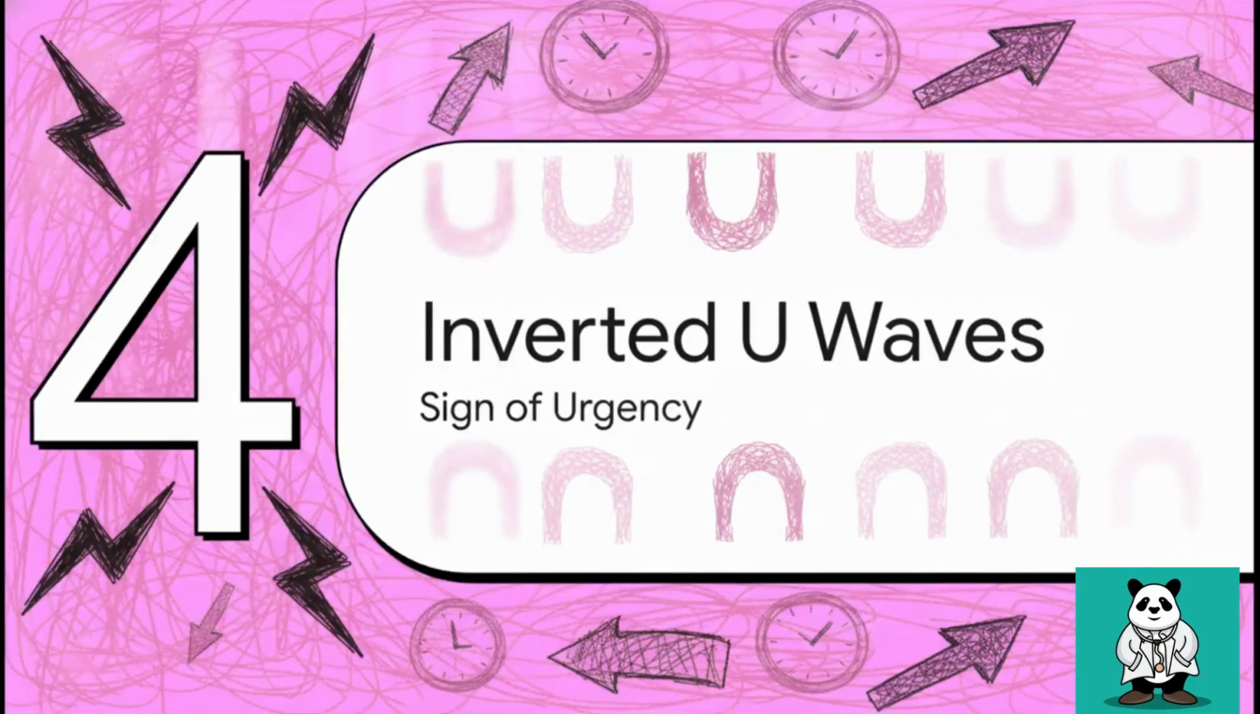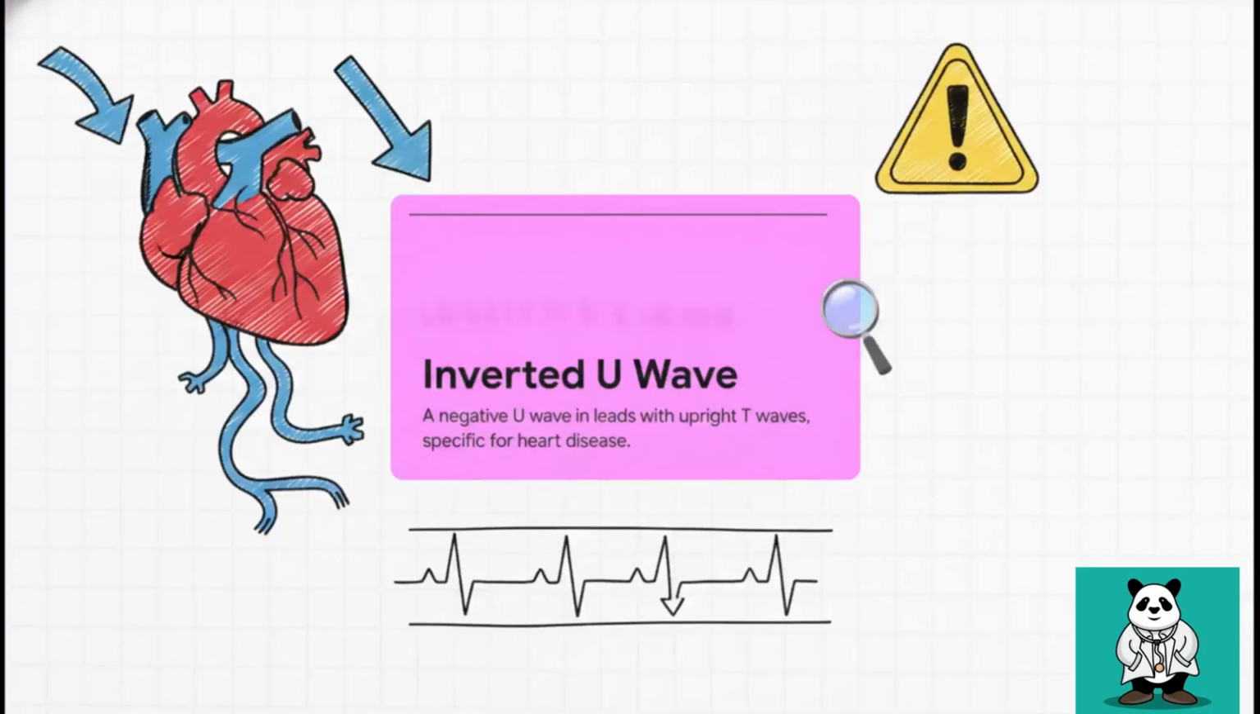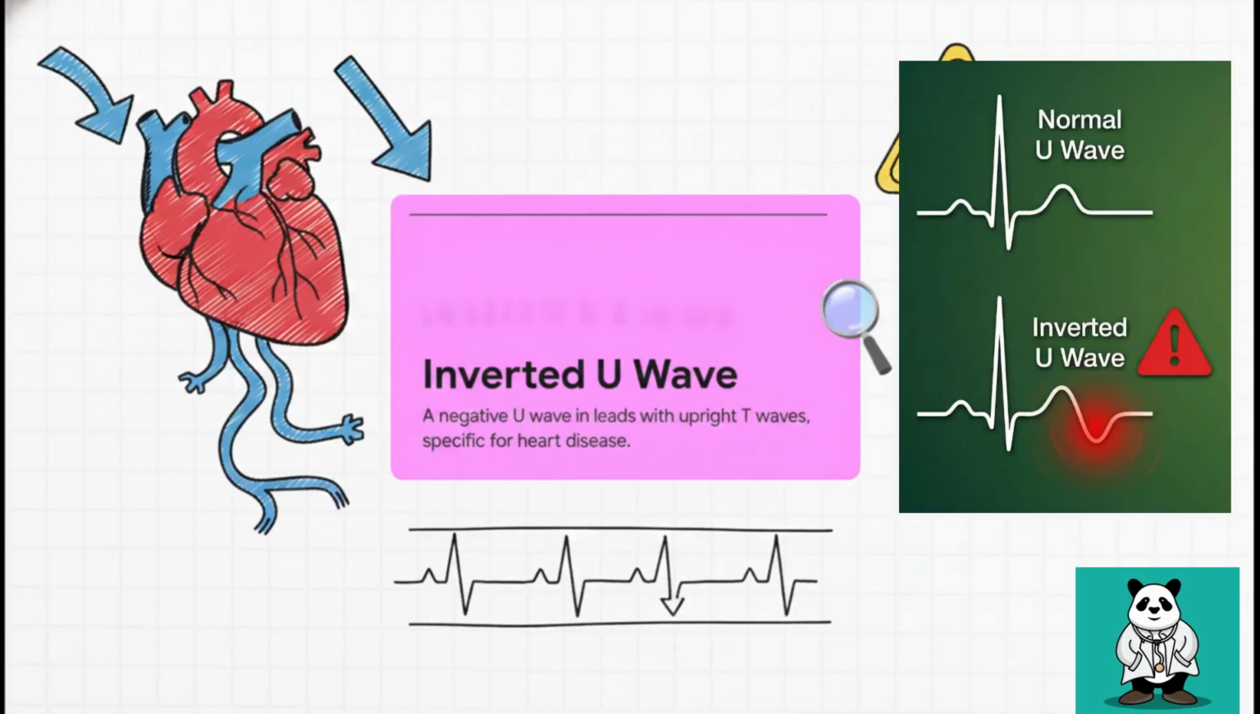Section 4, inverted U waves. This is where things get urgent, so let's shift gears. Let's define this aggressively because it matters so much. An inverted U wave is a negative deflection in leads that otherwise have perfectly upright T waves. Listen to me on this one. If the T wave is pointing up but that little U wave is dipping down, it is absolutely abnormal. It is highly specific for the presence of serious heart disease.